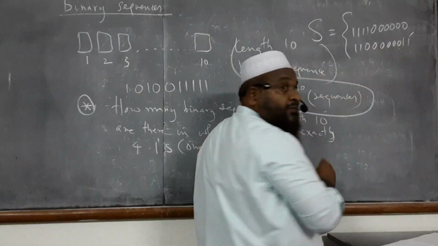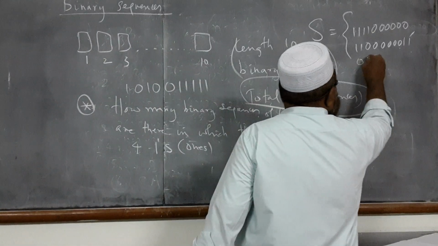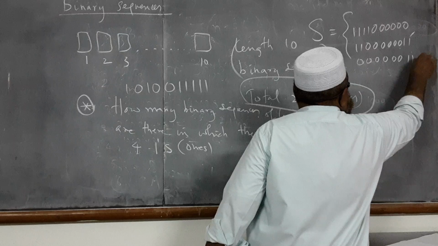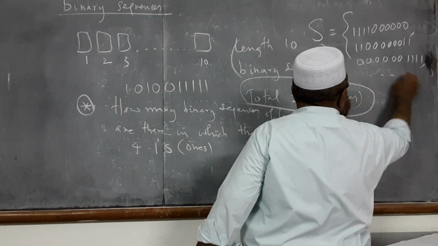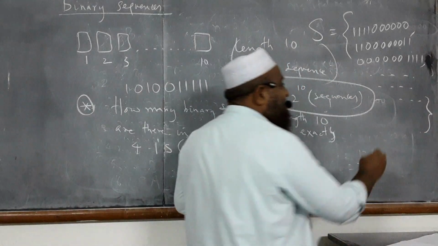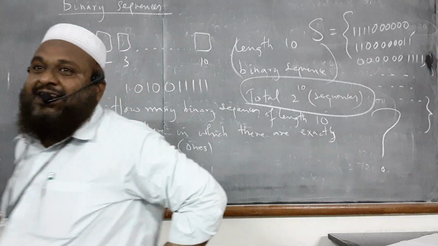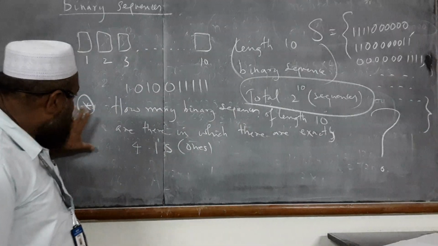3, 3, 6. You can make a guess so many will come. 6 ones I will write first, and then I will write 4 ones. A very interesting question now, that is, how many will come in this set? Yes. How many will come in this set? Shall I wrap the question?